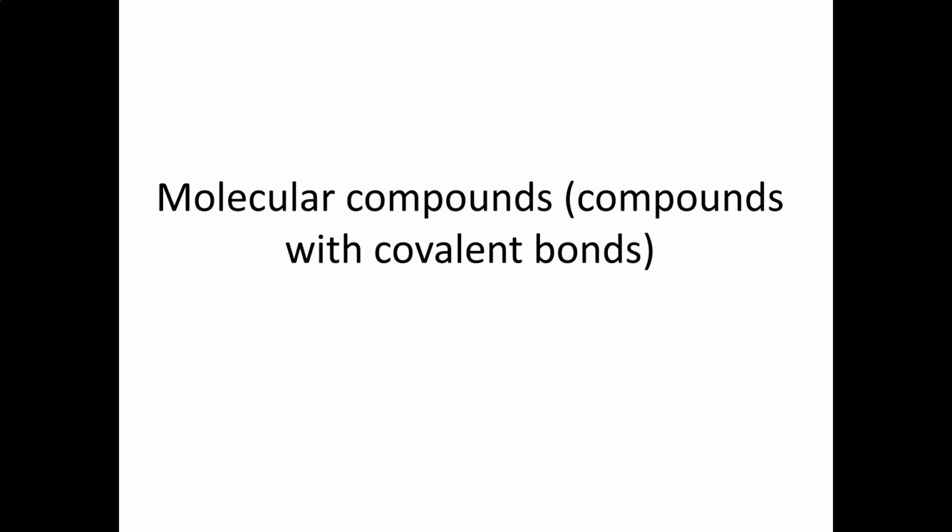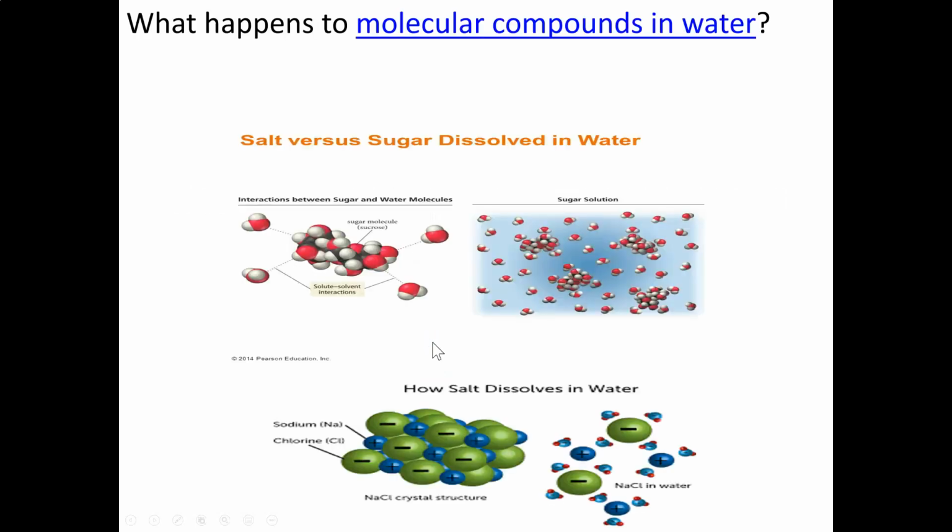Molecular compounds in a nutshell. These are compounds with covalent bonds. If you remember, covalent bonds are compounds involving two nonmetals. So if you're looking at the periodic table, two elements from the right side of the periodic table. We're going to talk about how to name these particular types of compounds and talk about some additional features.